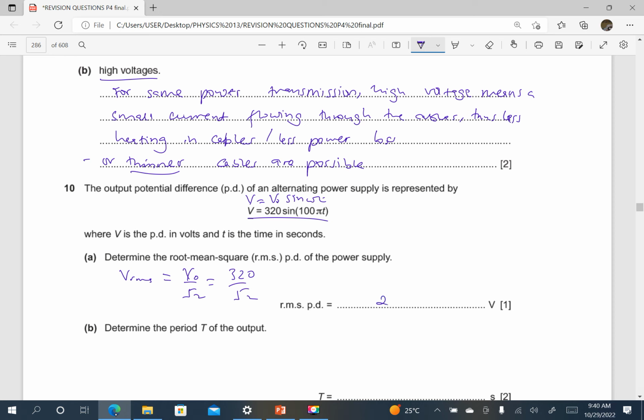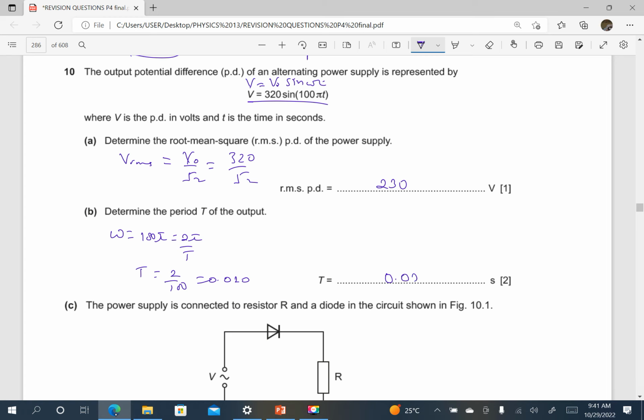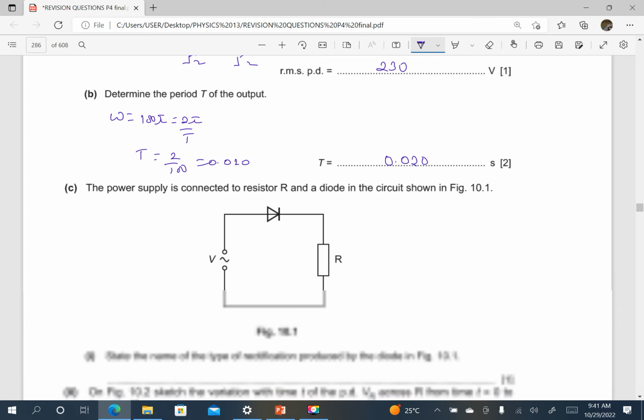So this gives us 230 volts. Determine the period T of the output. So we have been given omega as 100 pi, and omega is equal to 2 pi over T. So it means T is going to be equal to 2 over 100 because pi cancels, and this is 0.020. So this is 0.020 seconds.